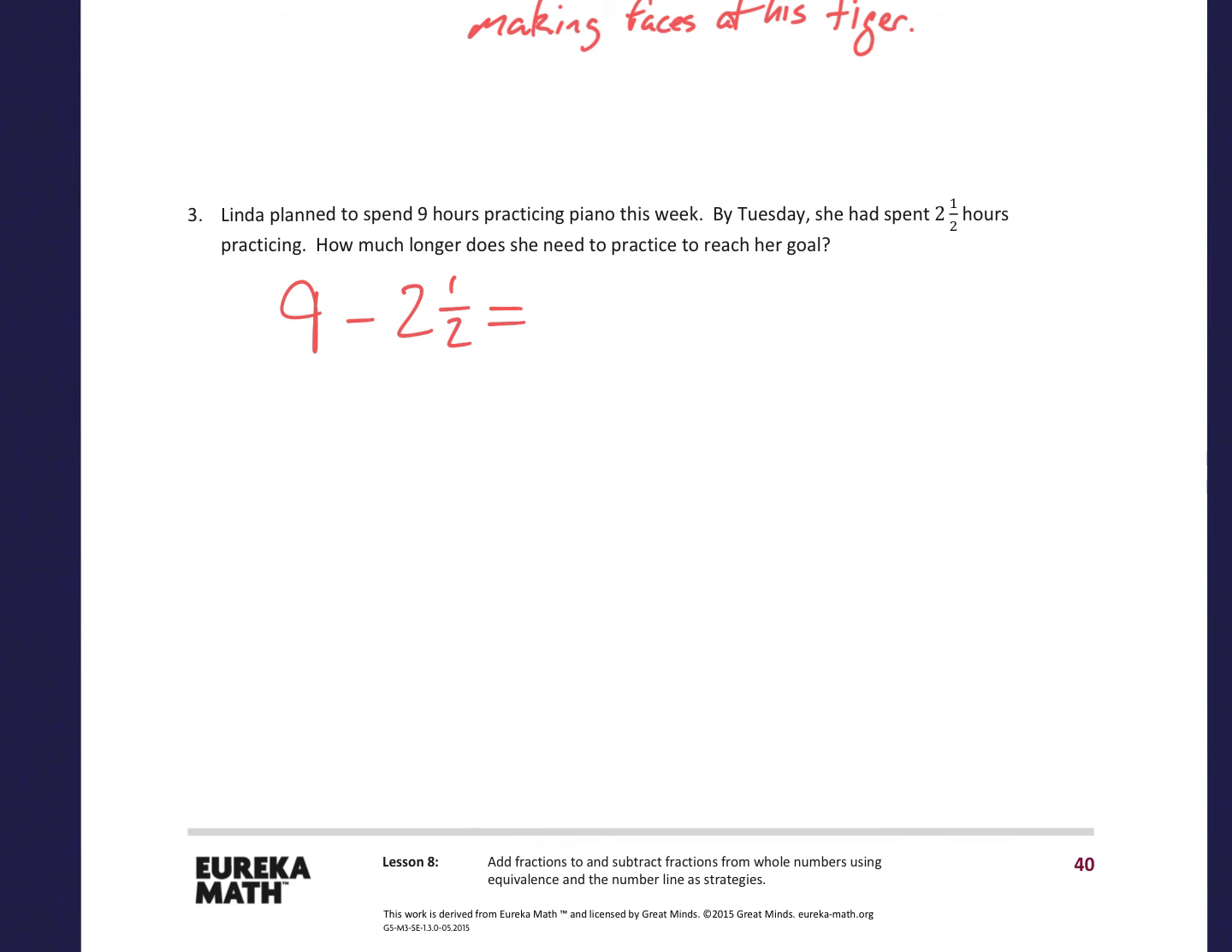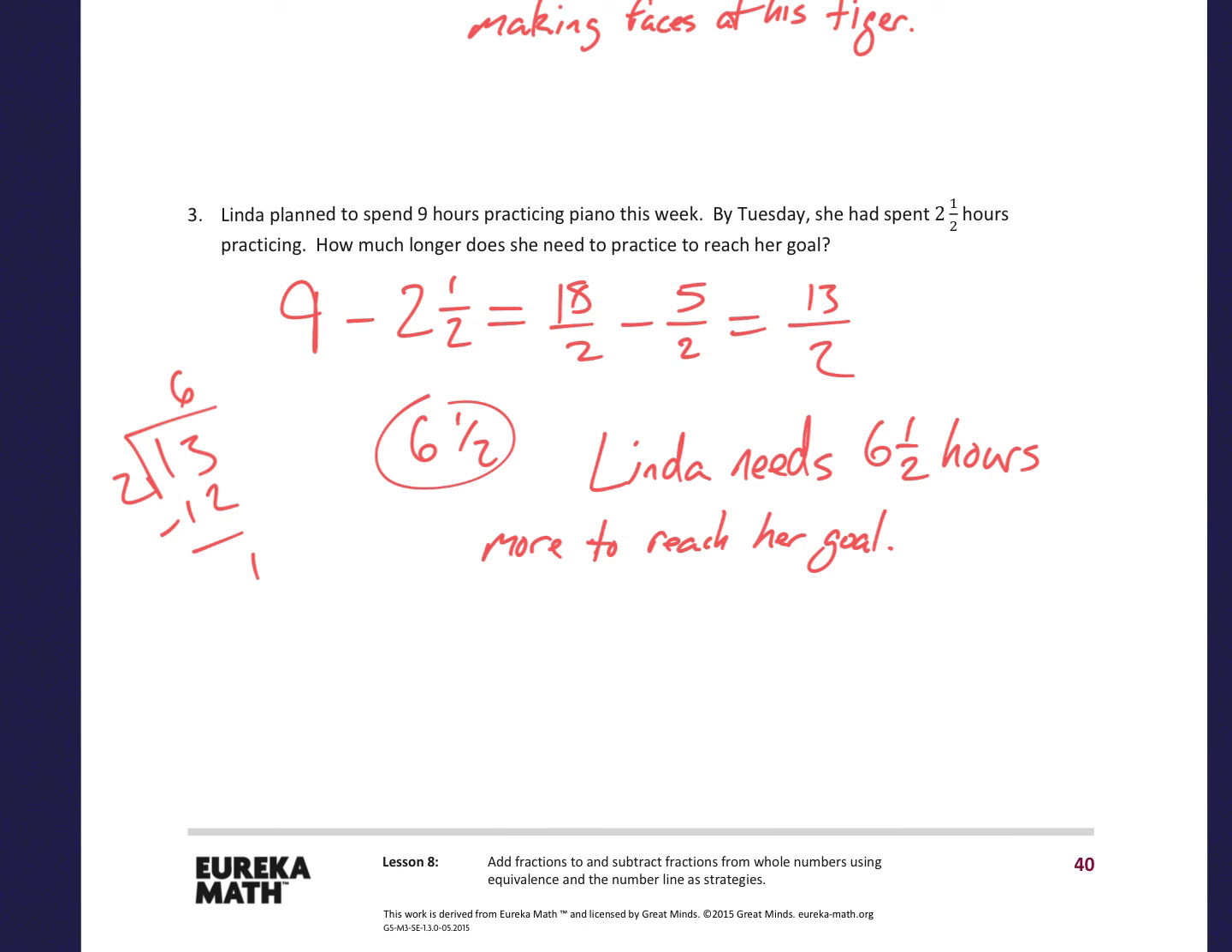Okay? So at this time, go ahead and try to solve this by yourself, and then I'll have the answer pop up in 3, 2, 1. So we have Linda needs 6.5 hours more to reach her goal. Kiss your brain if you got that right. If you didn't get it right, check your work. Check what I did and see if you can figure out what you did wrong. Let's go ahead and move on.